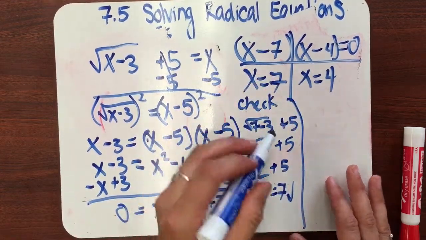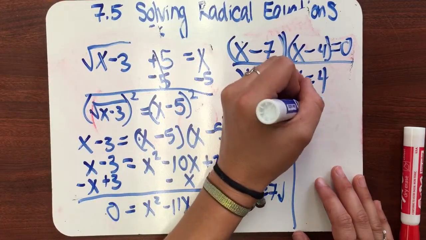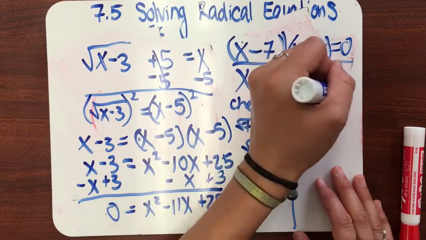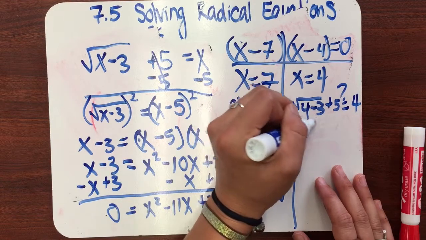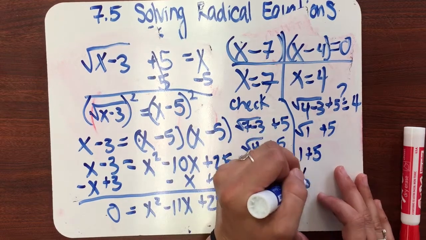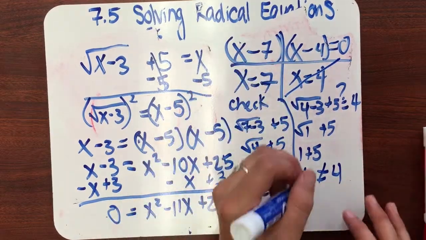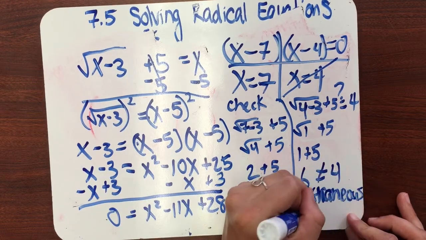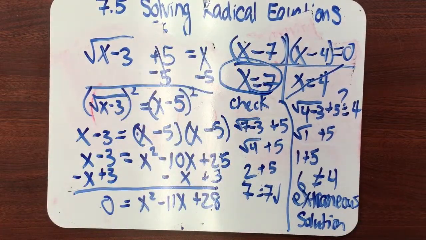Now we'll plug in for the 4. So we plug that in here. We have the square root of 4 minus 3 plus 5. And we want to know, is that equal to 4? So we have the square root of 4 minus 3 is 1. Square root of 1 is a 1. Plus 5 is 6, which is not equal to 4. So therefore, this is not a solution, and it's called an extraneous solution. So we only have one answer here, which is x equals 7.